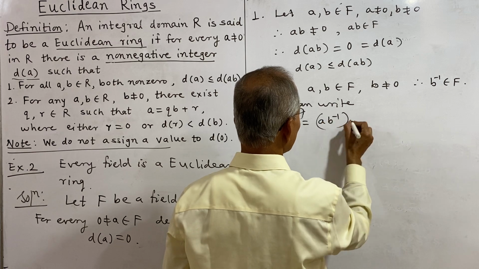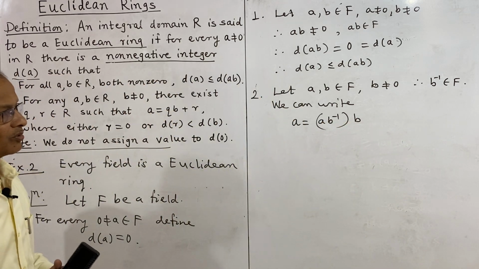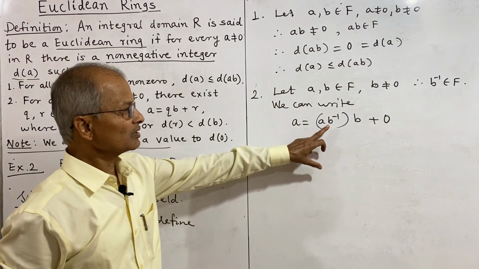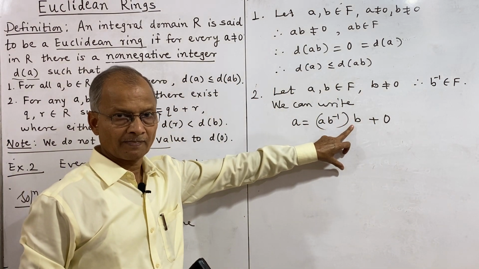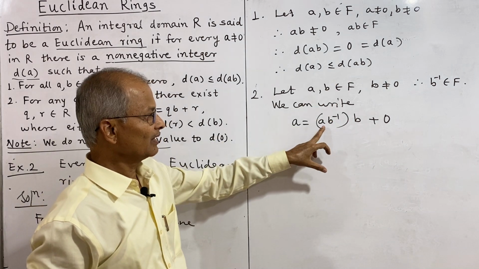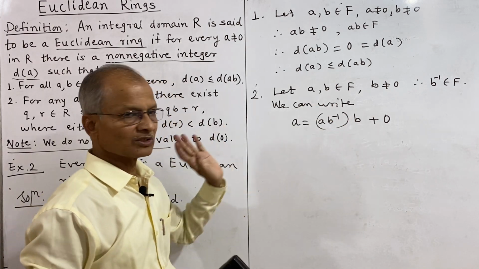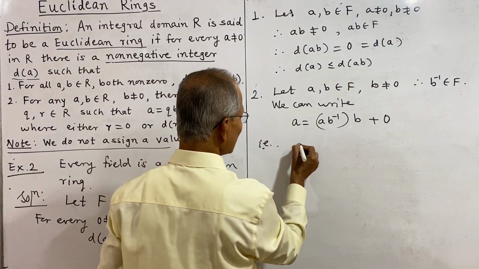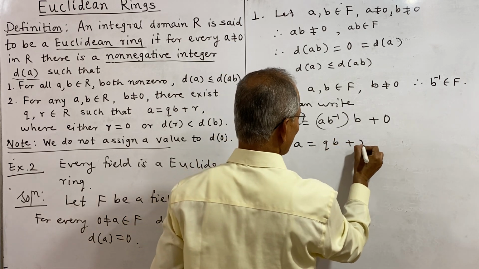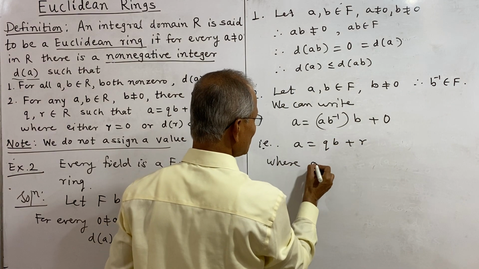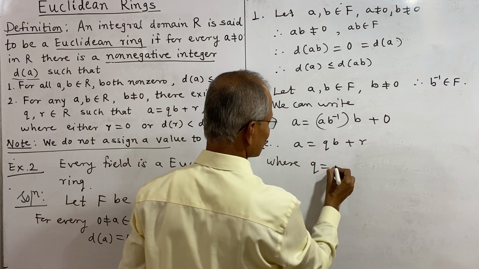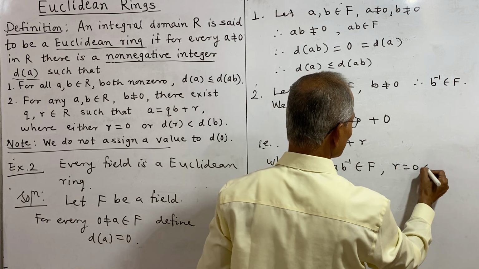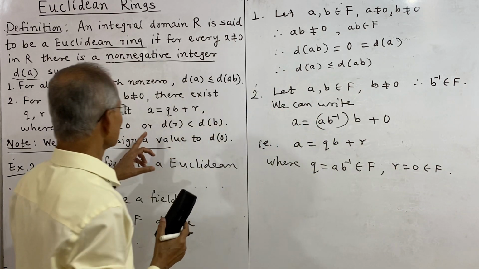So into B we should write AB inverse into B plus 0. We can write this as A, because B inverse into B is the identity 1 of the field, and then it is A plus 0, which is equal to A. Thus we can write this as QB plus R, where Q is AB inverse, which belongs to F, and R is 0, which belongs to F, and thus this satisfies the second condition.